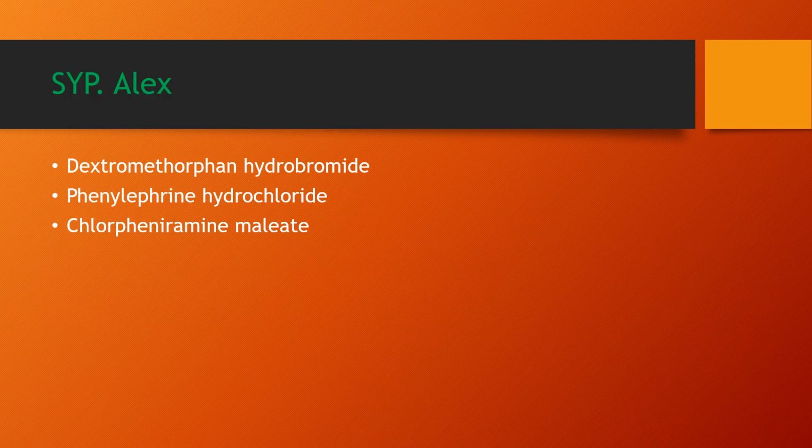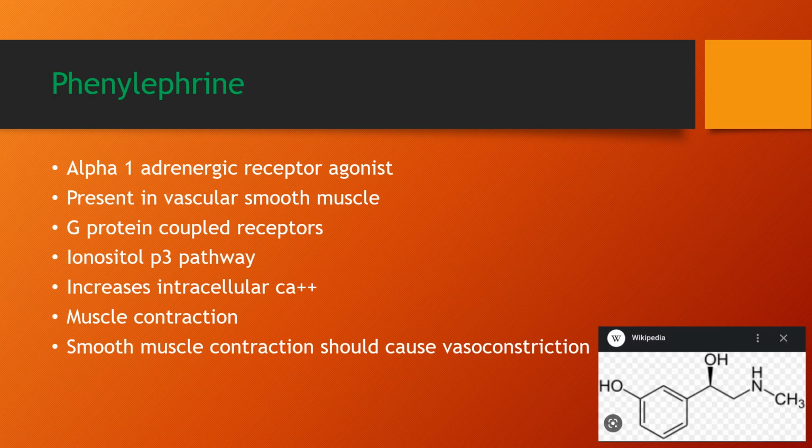So Alex is a syrup. It's a proprietary name, brand name, and it is a combination of dextromethorphan, which we discussed earlier, and phenylephrine and chlorpheniramine. Phenylephrine is an alpha-1 adrenergic receptor agonist. So what these alpha-1 adrenergic receptor agonists do is they cause vasoconstriction.